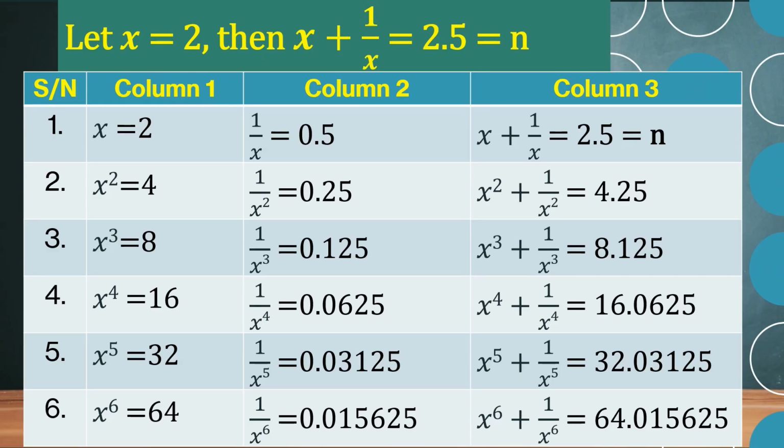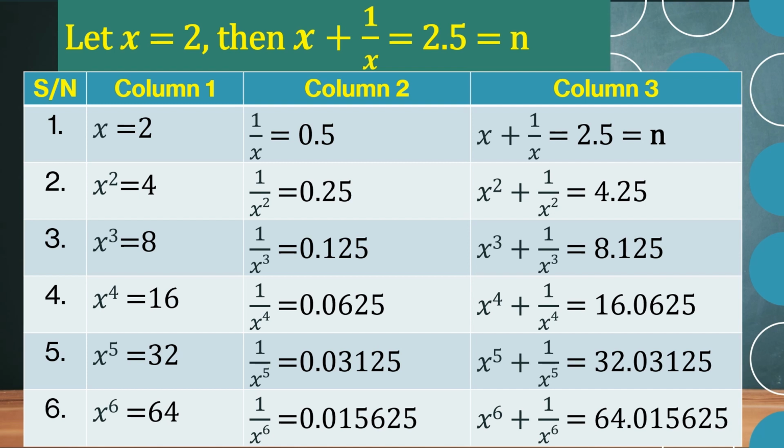So I would like us to look at this table. Let's start from the top. What we can see from the top is: let x be equal to 2. Then x plus 1 over x is equal to 2.5. And whenever we have x plus 1 over x, we call it n.